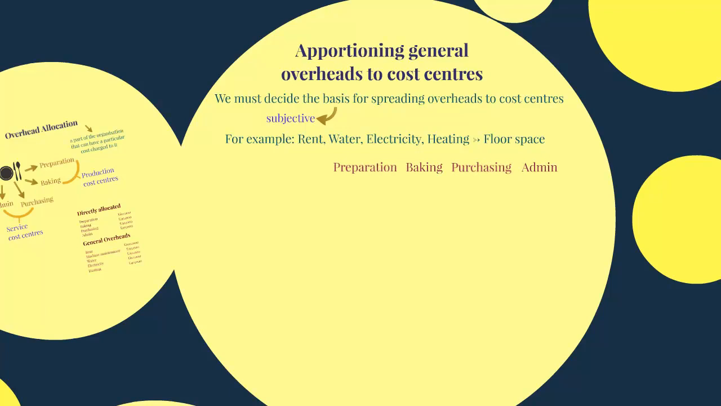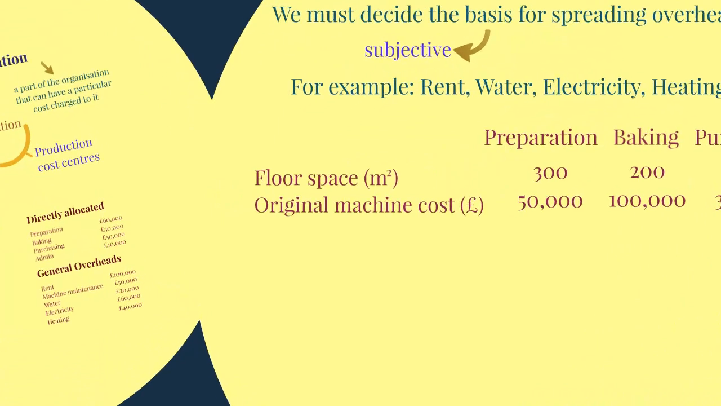So let's take a look at the floor space used by the various different departments. Now we can see that the factory or the place that is rented occupies a space of 1,000 square meters, 300 square meters of which is applied to preparation, 200 for baking, 400 for purchasing, and 100 for admin. And we also have the original machine costs listed out here for the various machines used in the preparation, baking, purchasing, and admin department. Now this will be relevant when we come to applying and apportioning the costs associated with machine maintenance.